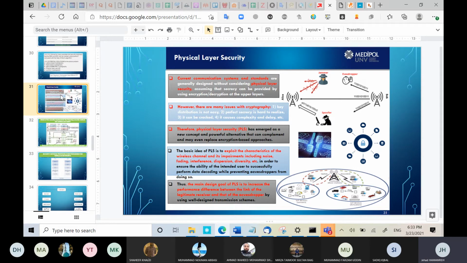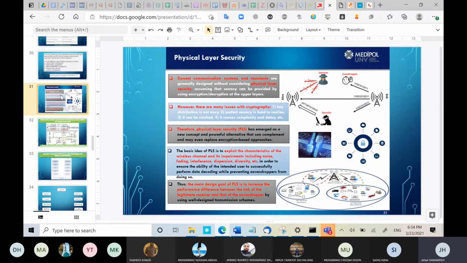In addition, we have impairments in the wireless channel, such as noise, such as fading, such as interference, dispersion, and other phenomena like diversity. All these can be well designed together and can be intelligently and judiciously exploited in such a way that you can achieve perfect secure communication without the need for encryption whatsoever. So what does this mean? This means that you will come to the IT security world and tell them you don't need to use ECC, you don't need to use RSA, you don't need to use DSA, you don't need to use hash. Those things, you will tell them those are things of the past. Those are the old approaches used to secure wireless systems.